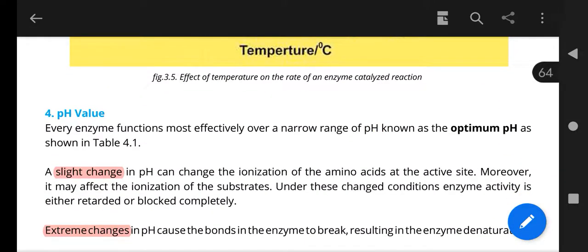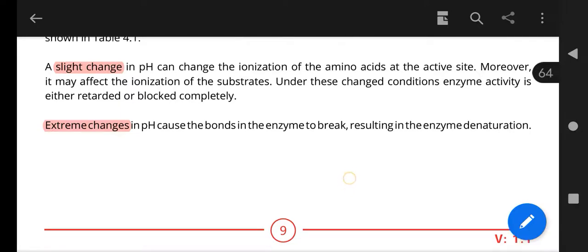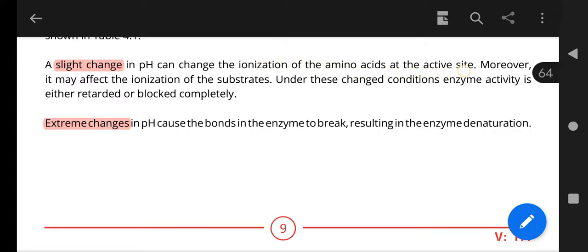pH value. pH is actually very important. Every enzyme functions at a specific pH. There are 2 types of pH change. One is slight and one is extreme. A slight change in pH can change the ionization of amino acids at the active site or the ionization of the substrate. Actually 2 things are changed in a slight change in pH: one is ionization of amino acids and the other is ionization of substrate. Extreme changes in pH cause the bonds in the enzyme to break and the enzyme is physically denatured.